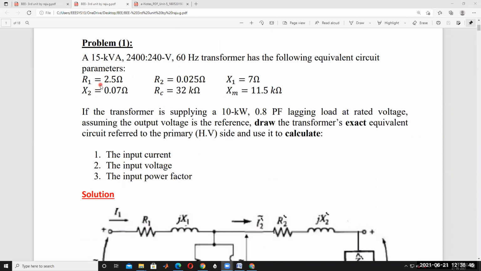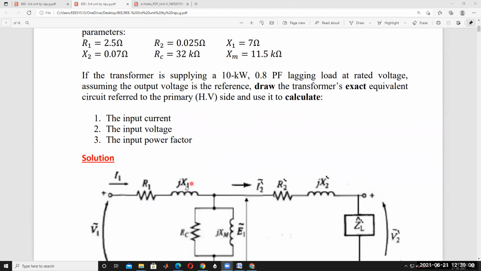This is called R1, the primary side winding resistance of the transformer. Okay, that is 2.5 ohms. R2 is the secondary side winding resistance of the transformer, 0.025 ohms. X1 is the primary side leakage reactance. So this is 7 ohms, or like X2, RC, XM.